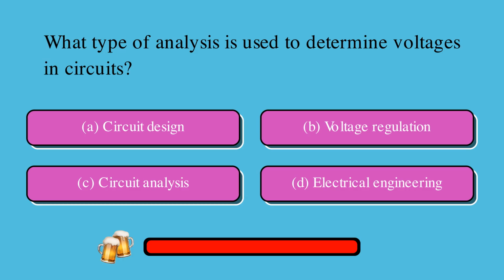What type of analysis is used to determine voltages in circuits? Is it A, circuit design, B, voltage regulation, C, circuit analysis, or D, electrical engineering? The correct answer is C, circuit analysis.